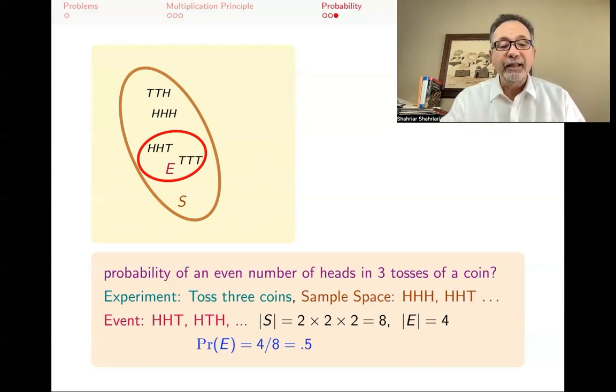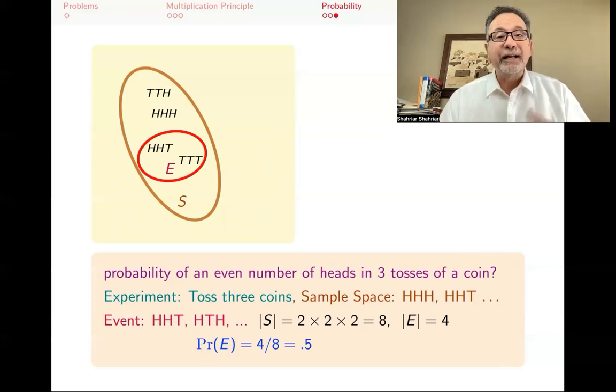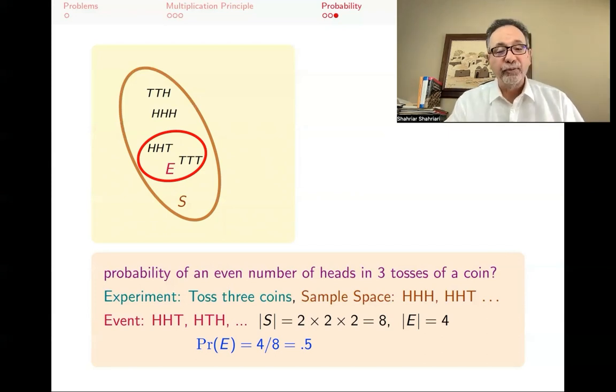And so the probability of this event is 4 out of 8. 4, the size of the event, 8, the size of the sample space, 0.5. And in fact, we could have guessed that to begin with, because if you toss 3 coins, the possibility of getting an even number of heads or an odd number of heads is going to be the same, and both of them are going to be half.